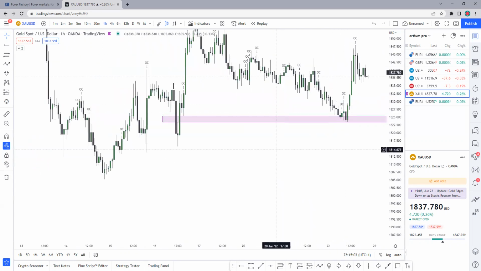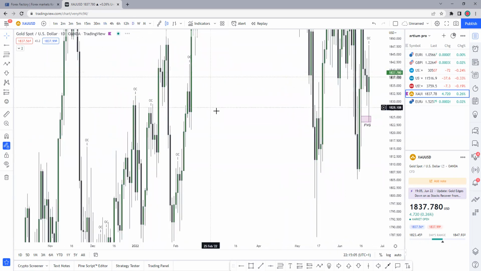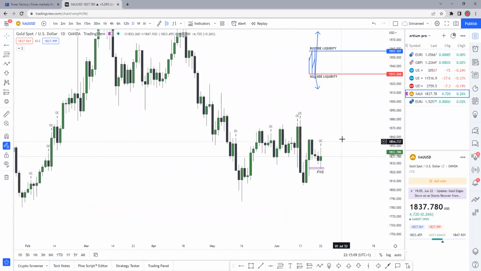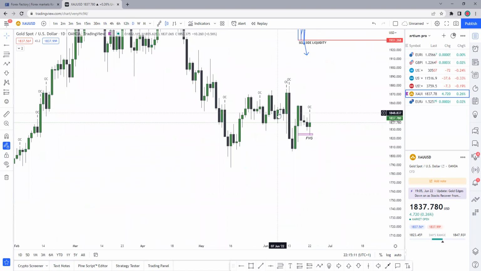Okay, based on the daily, you can see here as well, we had generation of liquidity in this area here. Then on this day, we swept the market high and ran higher. We just took out the daily high on this area, swept the high, and then traded aggressively lower.